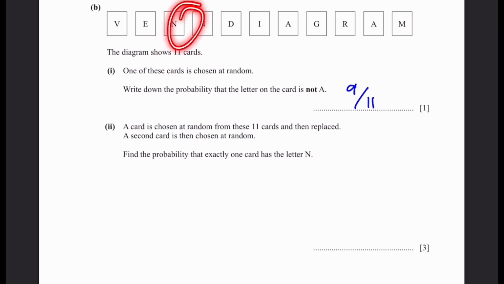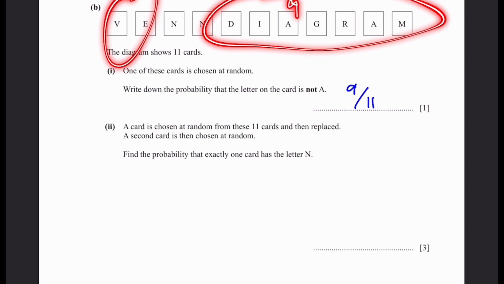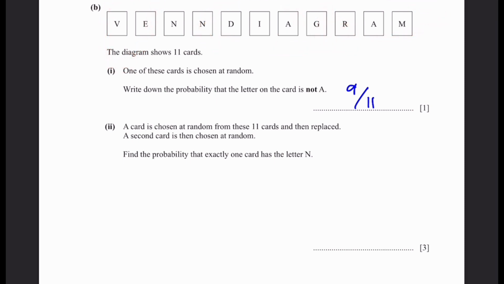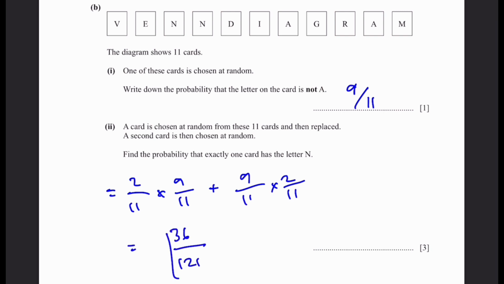The probability of N is 2 by 11. Probability of anything else is 9 by 11. That means it'll be 2 by 11 into 9 by 11 plus 9 by 11 into 2 by 11. That's equal to 36 by 121. That's the answer.